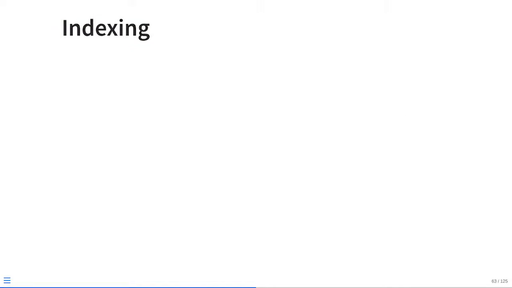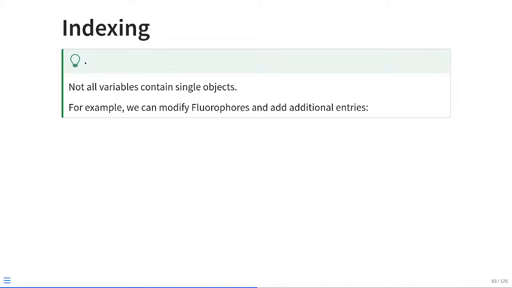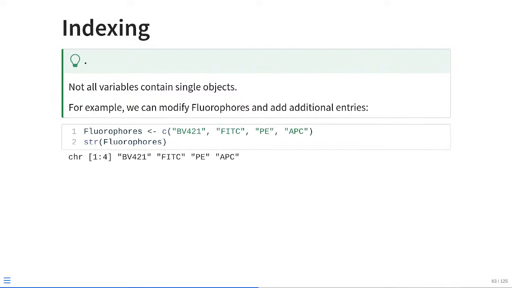All right, so we talked a little bit about how to find our working directory, and how R goes about naming particular objects or variables. We don't always work with just a single item within an object or variable. So, for example, let's modify our floors object. Instead of just having it be Fitzy, let's add a couple additional floors: let's add BB421, let's add Fitzy, let's add PE, and let's add APC.